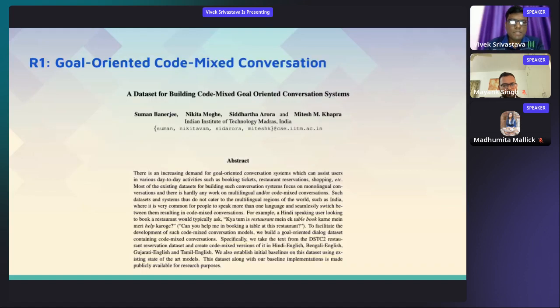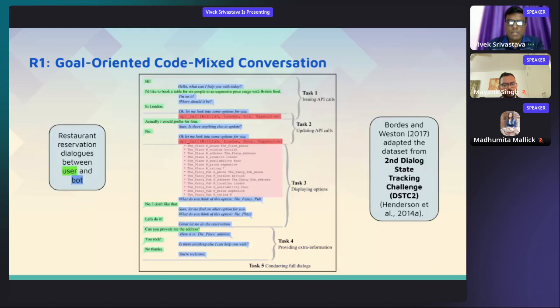So the first data set is one of the very first works across this whole natural language generation setup. They have proposed a goal-oriented code mix conversation, and the source for this data set is the second dialog state tracking challenge, which we call DSTC2, which was proposed somewhere around 2014, and this dataset was adapted in 2017 by Bordes and Weston.